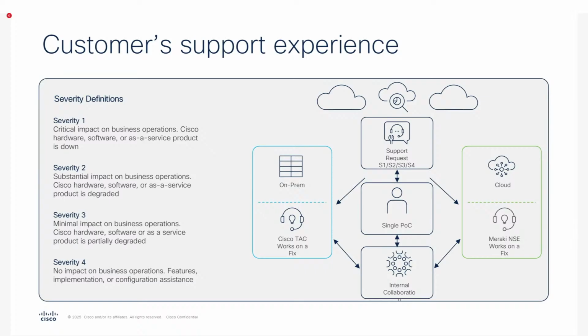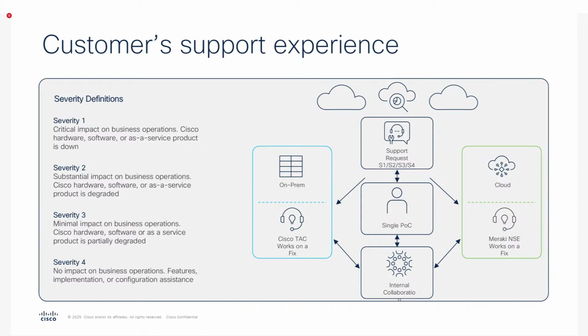So now when you look at what you get from your support contract perspective, you get the same. So you don't have to worry about a different support experience based on your management platform choice. So the severities are pretty standard. We've had these for quite a while. So severity 1 would be critical business impact. So the device or software is down.